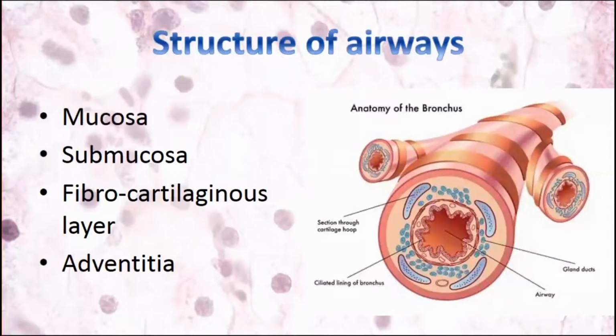Airways include the nasal cavity, pharynx, larynx, trachea, bronchi, terminal bronchioles, and all those structures. They are hollow structures, they have a cavity, and they have a wall which surrounds this cavity, and this wall usually has 4 membranes. Those membranes are mucosa, submucosa, fibrocartilaginous layer, and adventitia.